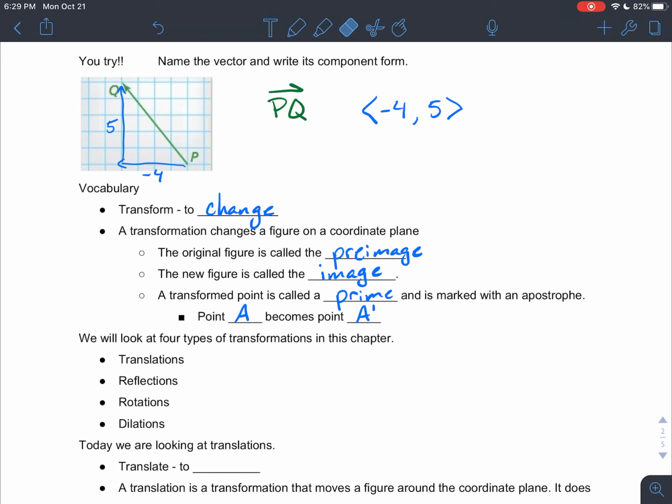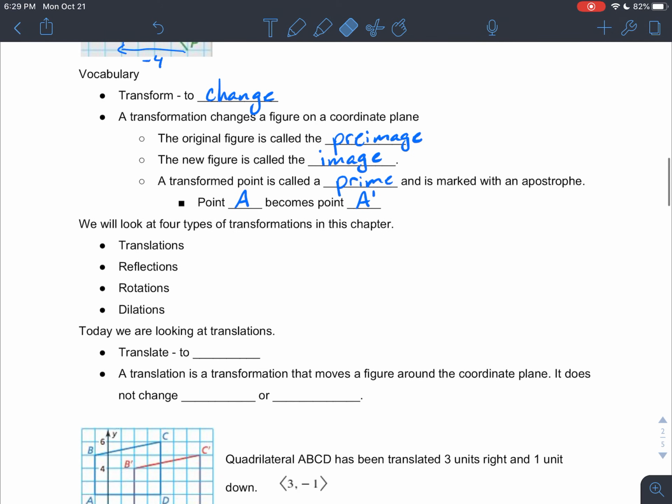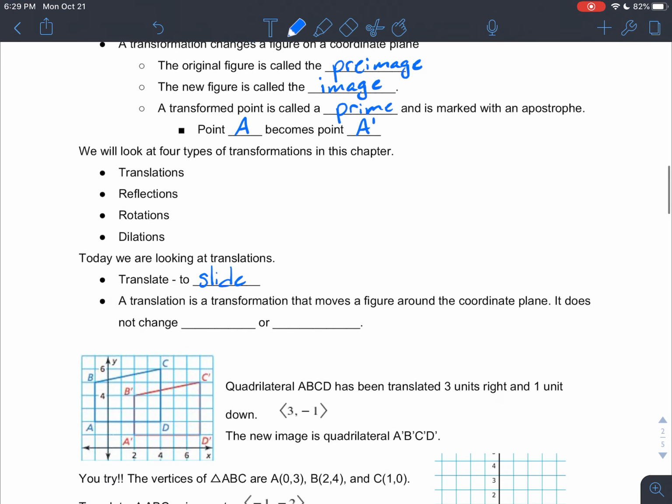So like I said, we're going to be looking at 4 types of transformations: translations, reflections, rotations, and dilations. Today we're looking at translations. So transform means to change. Translate means to slide. To slide. Okay? To translate means to slide.